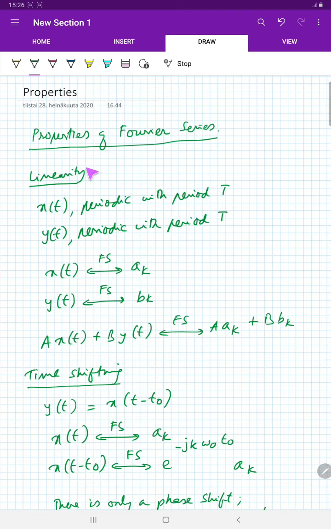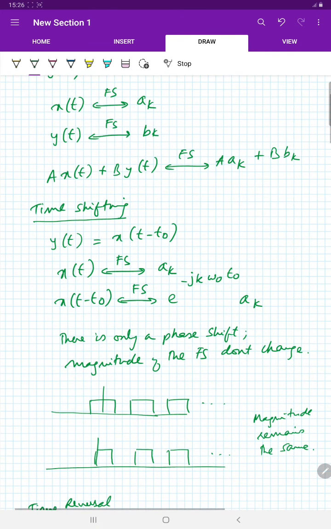So the first property is that of linearity, which basically means that a x of t plus b y of t, where a and b could be complex constants. If x of t and y of t have the Fourier series coefficients a k and b k, then a linear combination of them will give you a linear combination of the respective Fourier series coefficients.